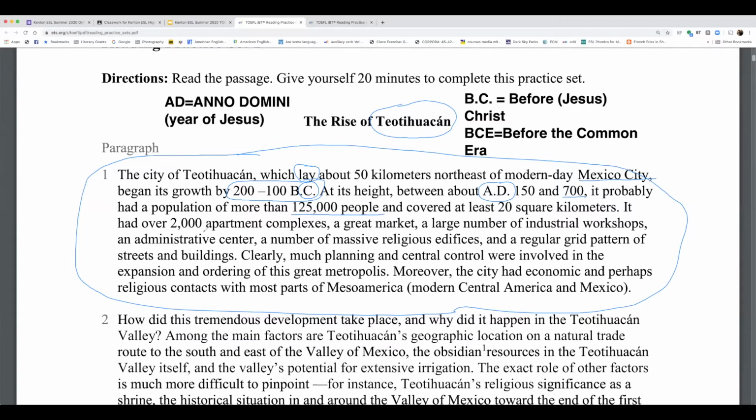It had 2,000 apartment complexes. Now, I don't think they had internet or satellite. So we have markets. I see a great market. Okay. What other places, what other things do you see in the text that were part of this city? What other things did they mention? What do you see? So we have a market, we have apartments. What else?